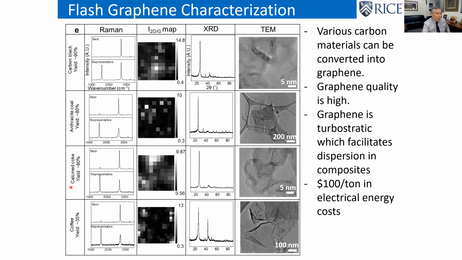Calcined coke, which is an oil product. Coffee. This is spent coffee grounds. Coffee is a carbohydrate, C6H12O6, so it's only 40% carbon. We can get 35 out of that 40%, so waste food. We've gotten this price down to about $35 a ton now.